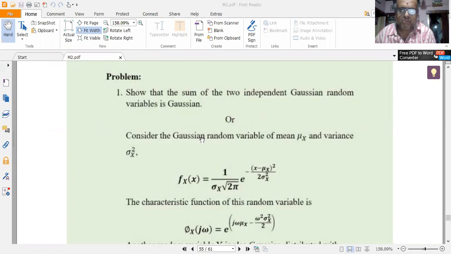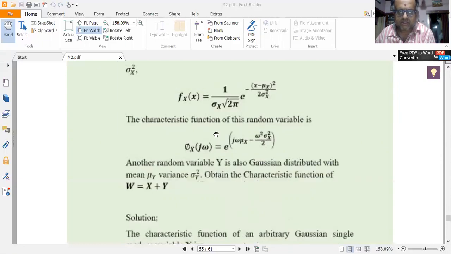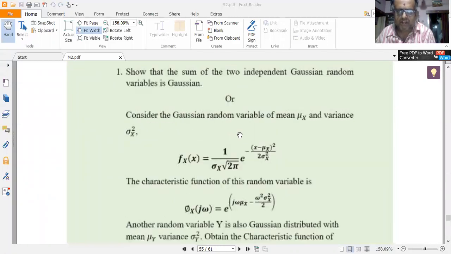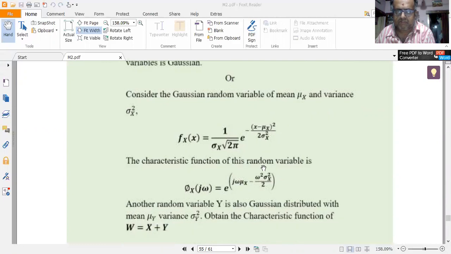The first question is, show that the sum of two independent Gaussian random variables is Gaussian. Or another way of putting this question is this. Consider the Gaussian random variable of mean mu x and variance sigma x squared, defined as f x of x is equal to 1 by sigma x into square root of 2 pi, multiplied by e to the power of minus x minus mu x the whole squared by 2 sigma x squared.